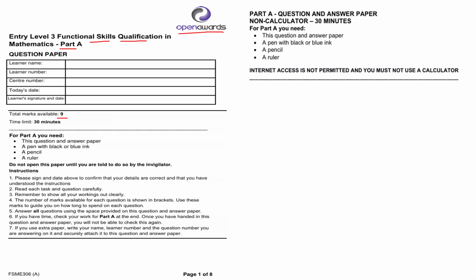But without further ado, guys, it's a non-calculator paper, so we can't use our calculators. Make that clear. You cannot use a calculator, and we can't use the internet, so no Google or ChatGPT or any AI apps can be used. That is prohibited. Without further ado, let's get into it.